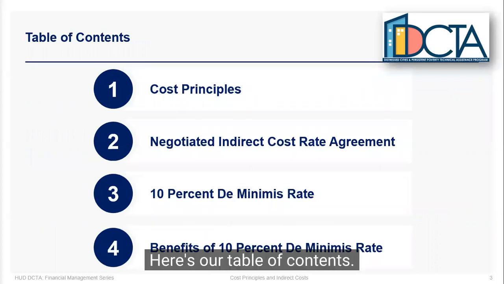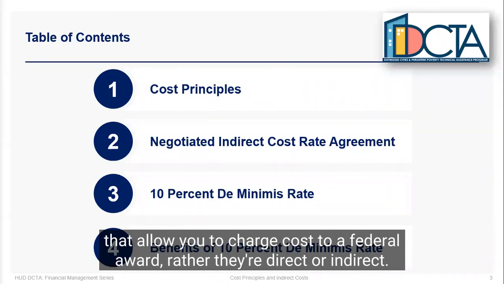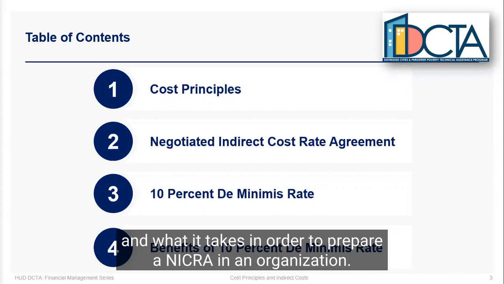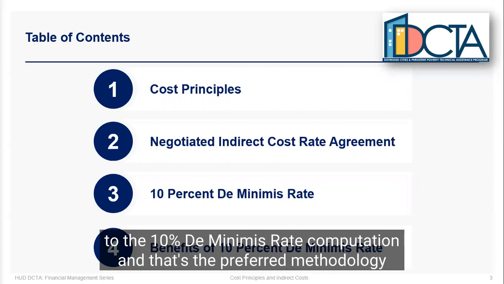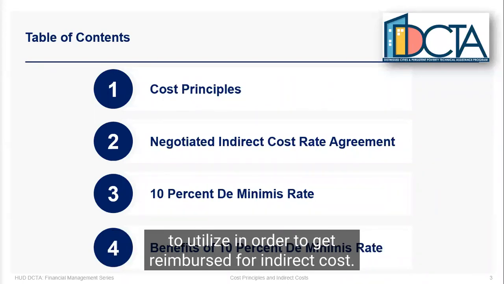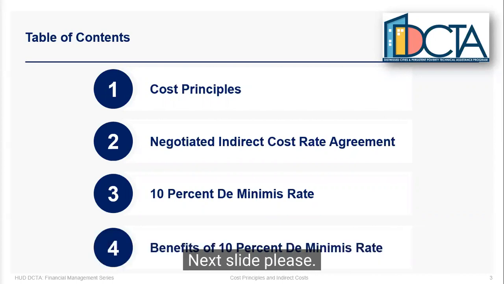Here's our table of contents. Basically, we're going to start off talking about cost principles, those principles that allow you to charge costs to a federal award, whether they're direct or indirect. We're going to move into the negotiated indirect cost rate agreement, or the NICRA, and what it takes to prepare a NICRA in an organization. And then next, we're going to move into the 10% de minimis rate computation. That's the preferred methodology that we're recommending in this presentation for a DCTA organization to utilize in order to get reimbursed for indirect costs. And then finally, we're going to talk about the benefits of the 10% de minimis rate.